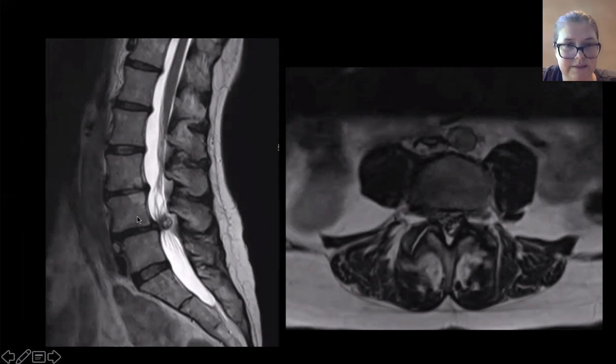You've got disc desiccation, loss of disc height, and then we've got this. So if we look on our axial, we've got facet OA, we've got fluid in the facet joint, we've got thickening of the ligamentum flavum, and then we've got this lesion. So facet synovial cysts are typically T2 hyperintense centrally and have T2 hypointensity along the periphery.